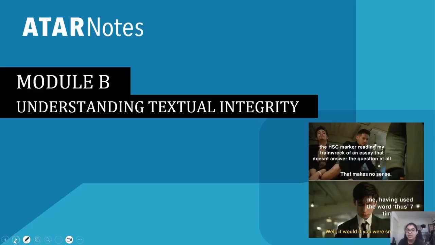Let's start off with the meme here. The HSC marker reading my train wreck of an essay that doesn't answer the questions at all: this makes no sense. Me having used the word thus 7 times. Well, it would if you were smarter. Wow, can't quite say that back to the marker. However, you can see the key, with all our essays, it's those little things. And there are so many things that are actually common across all the essays, so it's really important that you focus on that.